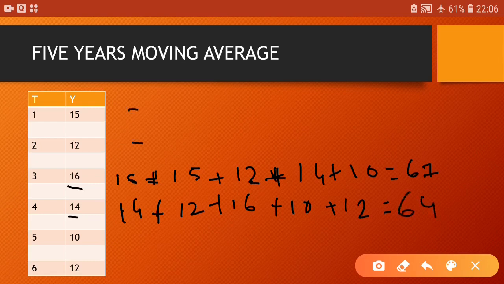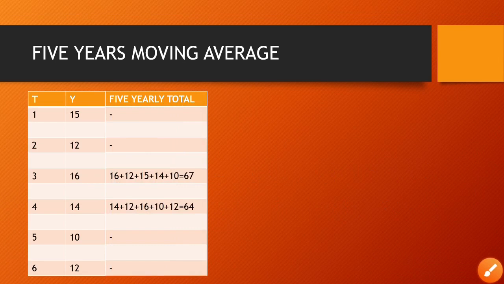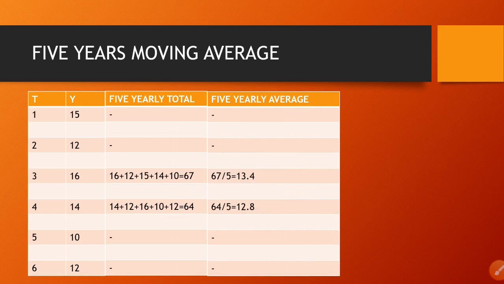In the first and second year it will be blank, and in the last 2 years it will be blank, as you will not get up to and down to in the respective manners. So this way you will solve the 5 years moving average. It is quite easy. As this is a 5 years average, you will divide by 5. So if the total is 67, you divide it by 5, that is 13.4, and the total is 64, you divide by 5, that is 12.8.